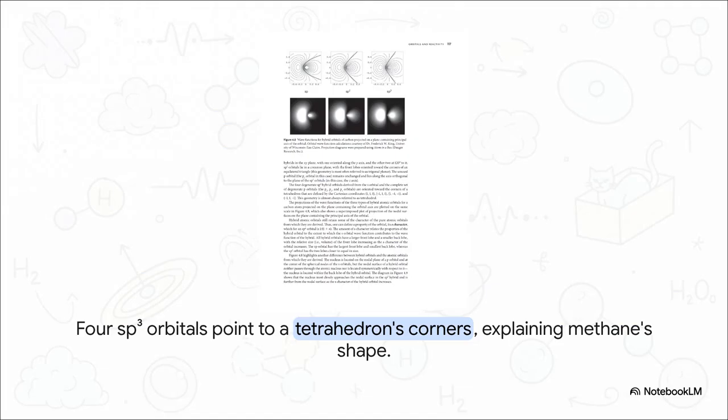And what is the most stable way for 4 identical things to arrange themselves in 3D space, to get as far away from each other as possible? They point to the corners of a tetrahedron with angles of exactly 109.5 degrees. This is the amazing part. The theory doesn't just get close, it predicts the shape of methane perfectly, right from first principles.